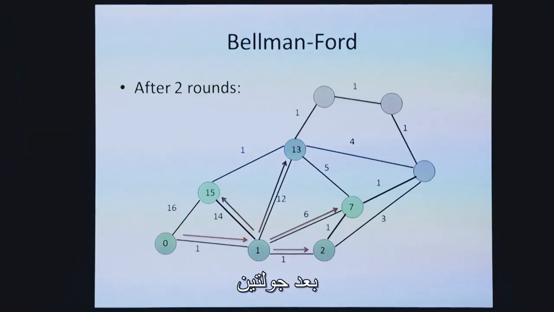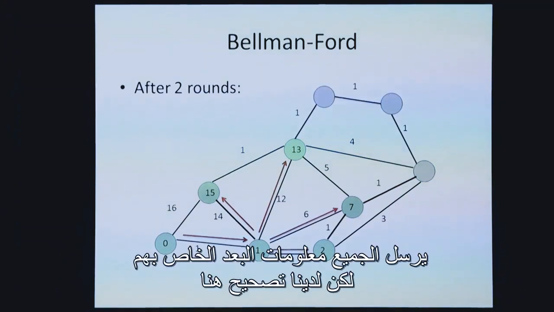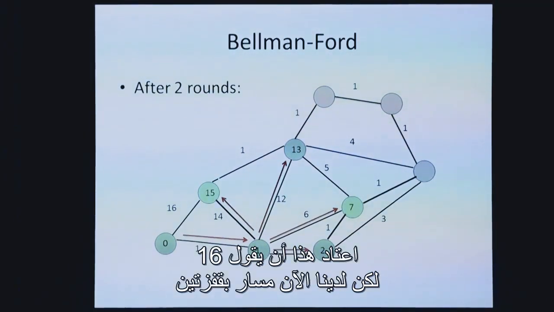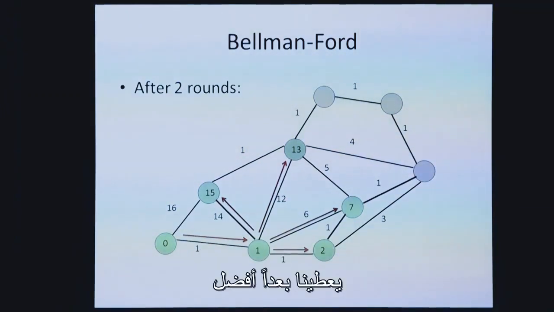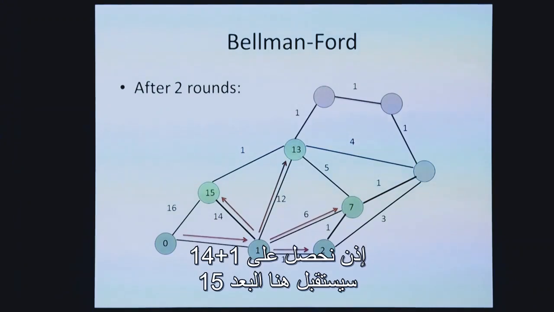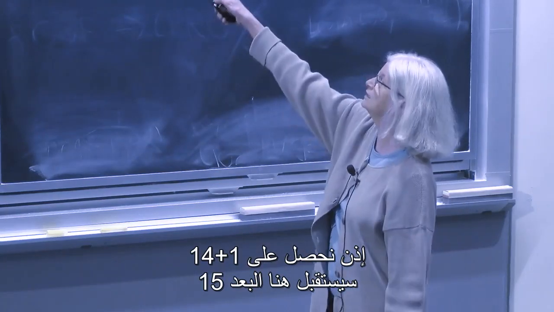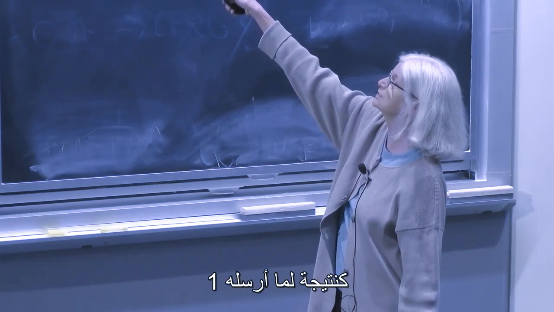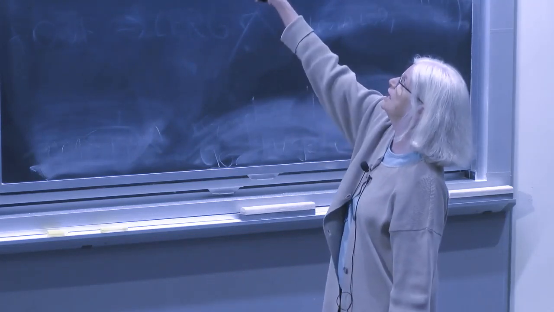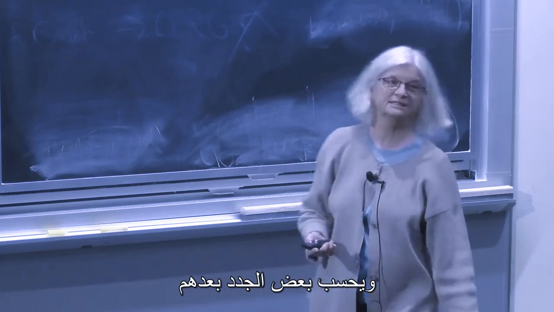After 2 rounds, everybody is sending the distance information, but now we get a correction here. This used to say 16, but now we have a 2-hop path that gives you a better distance. So you get the 1 plus the 14, so he's going to hear about the distance of 15 as a result of what 1 sends. And some new guys get the distances calculated.